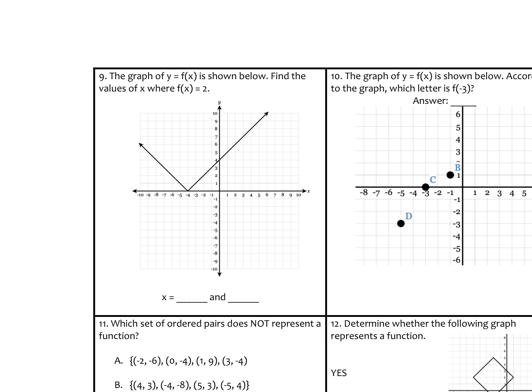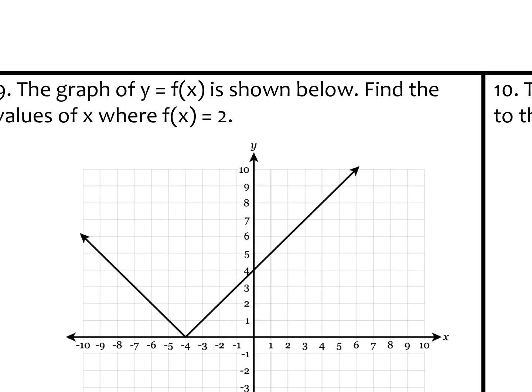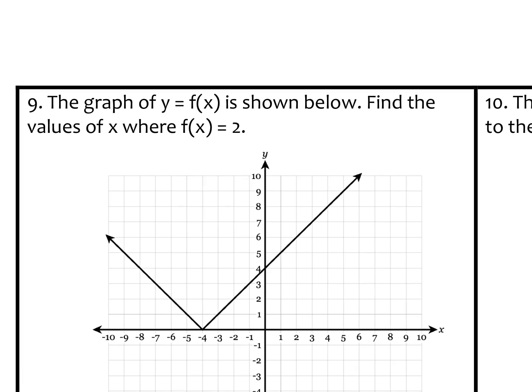All right, so this one says the graph of y equals f of x is shown below. Find the values of x where f of x equals 2. On this one, you have to remember that f of x is the same thing as y. So f of x is the same thing as y. So we're looking at our y of 2, okay?